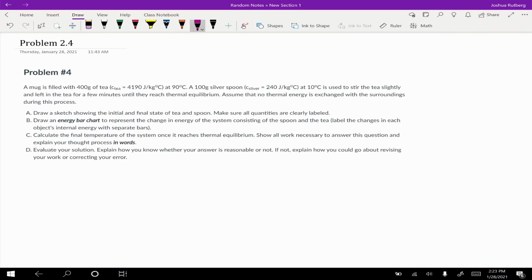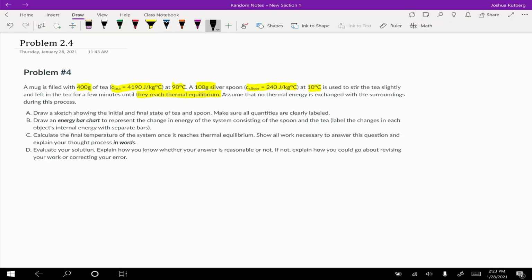So we're told that a mug is filled with 400 grams of tea, which has a specific heat of 4190 joules per kilogram degree Celsius, that starts at 90 degrees Celsius. A 100-gram silver spoon with a specific heat of 240 joules per kilogram degree Celsius at 10 degrees is used to stir the tea slightly and left in the tea for a few minutes until they reach thermal equilibrium. Assume that no thermal energy is exchanged with surroundings during this process.